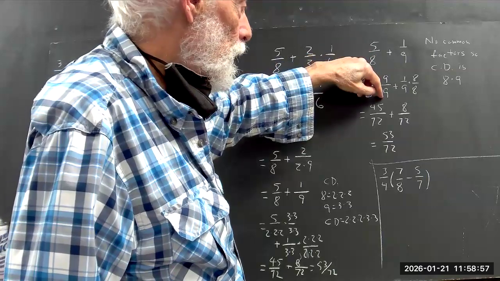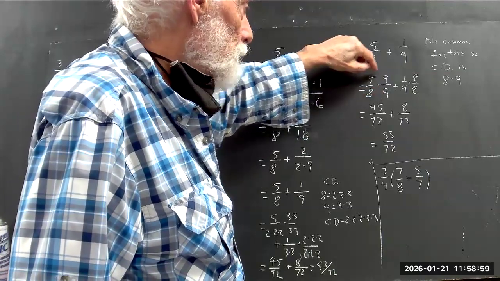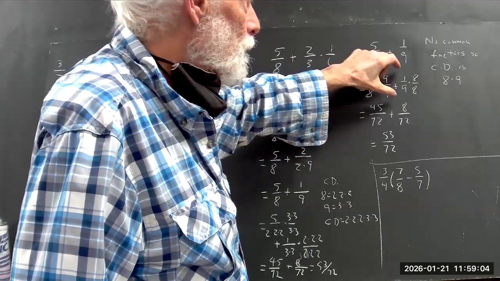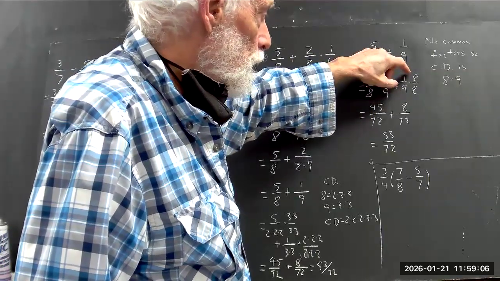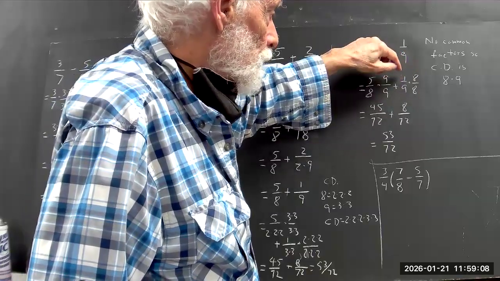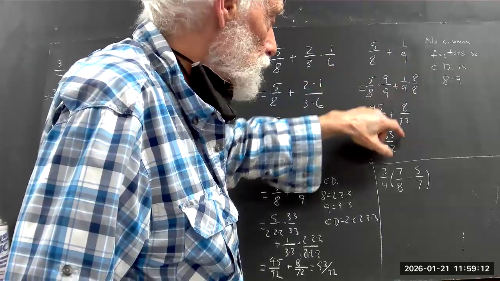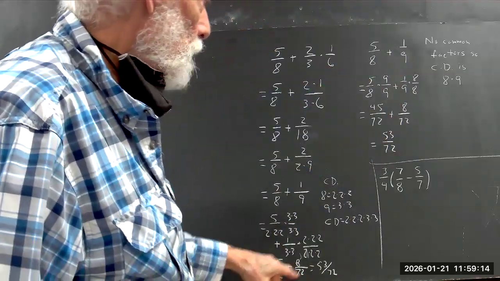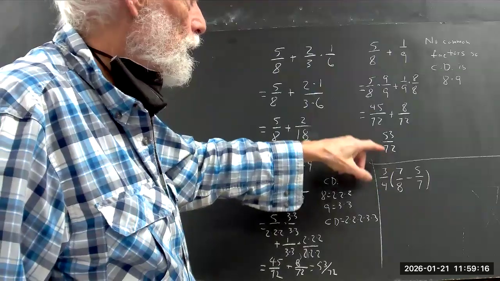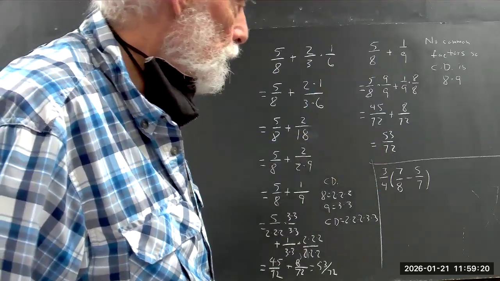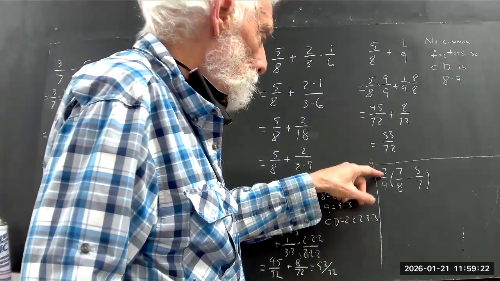Then we do the arithmetic. 5/8 times 9/9 is 5 times 9, which is 45, over 8 times 9, which is 72. 1/9 times 8/8 is 1 times 8 over 9 times 8, 8/72. Same thing we had before. We add the numerators, keep the denominator 72, we get 53/72. Okay.